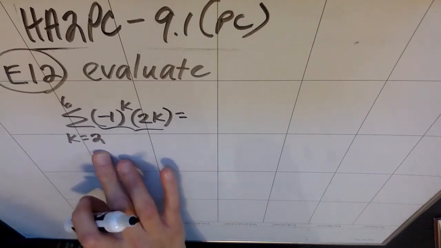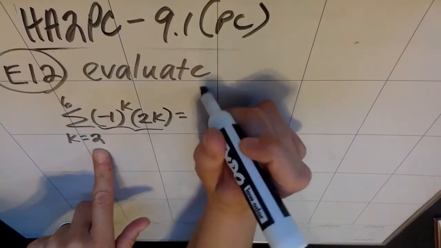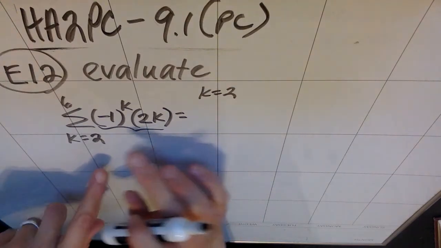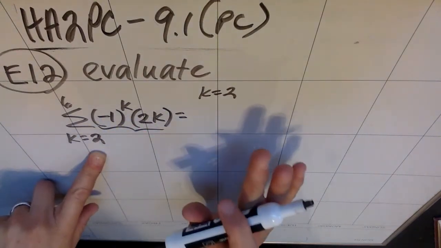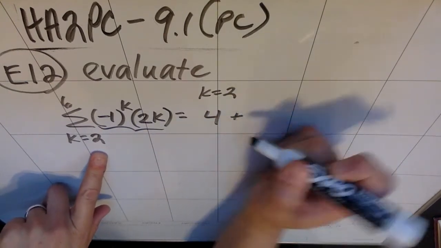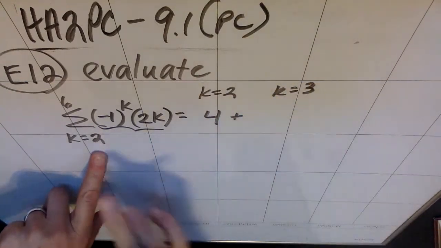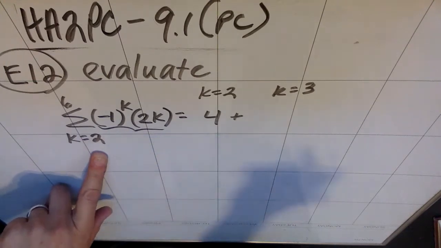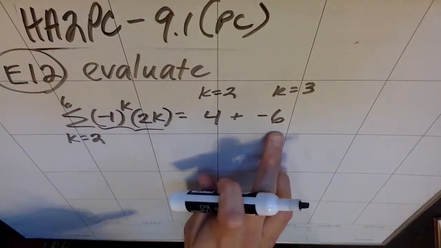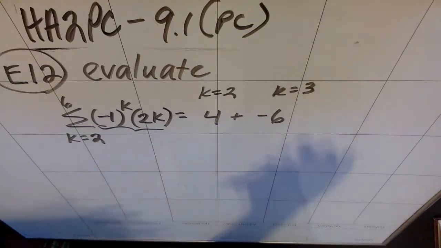So when I start by plugging in 2, I'm going to get a negative. If you need to write this on top, that's great. If you don't, it's also fine. So I'm going to get a -1 squared, which is positive, and then 2 times 2, which is 4, so I get a positive 4. Plus, when I plug in k is 3, I'm going to get a -1 to an odd power, so that's negative times a 6, so I'm going to get a -6. Now, if you want to write this as plus or minus 6, great. If you want to write it as just a -6, also fine.